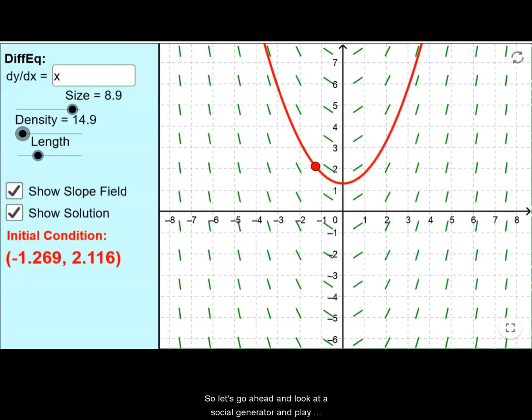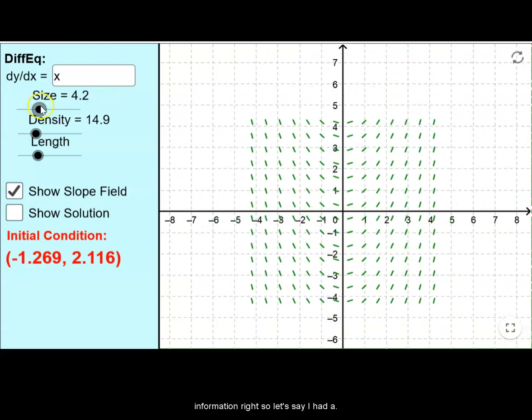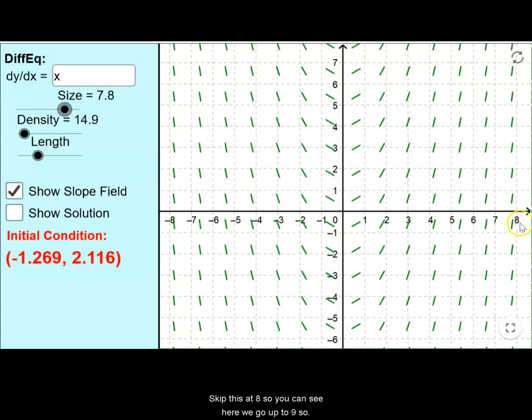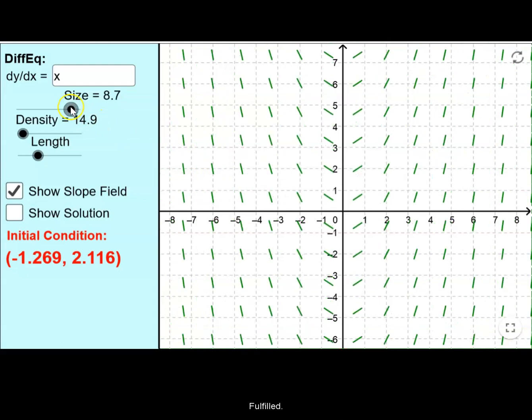This line here. So let's go ahead and look at a slope field generator and let's play around with it a little bit. Okay, so before I get too crazy, let's go ahead and not show a solution, right? But let's look at how the different representations give us different pieces of information, right? So let's say I had a, let's keep this at 8, okay? Because you can see here we go up to 9, so I'll let this go up to 9. So we have a full field here.